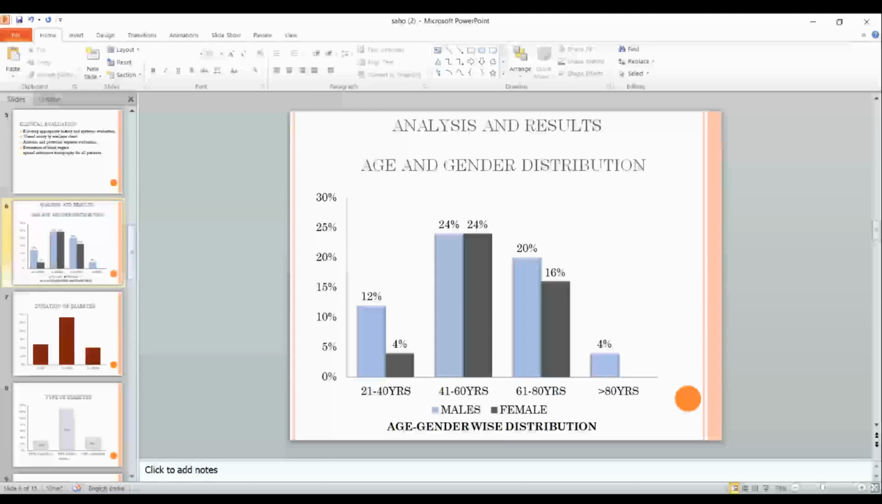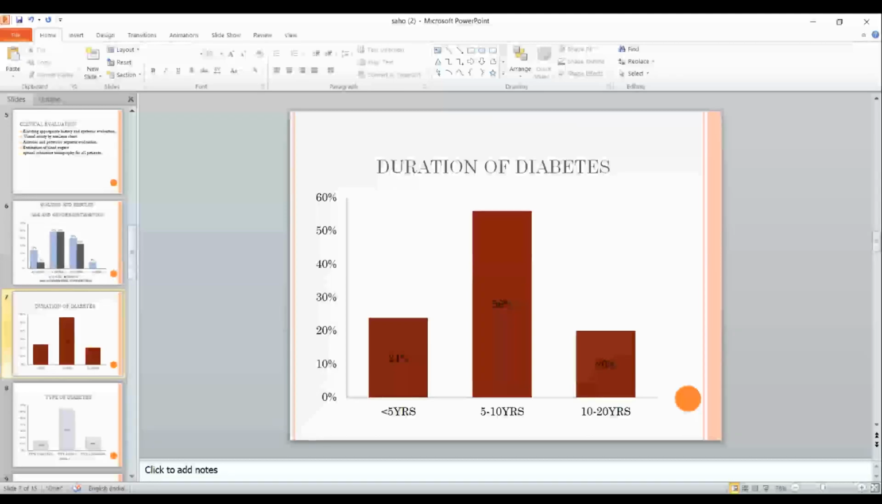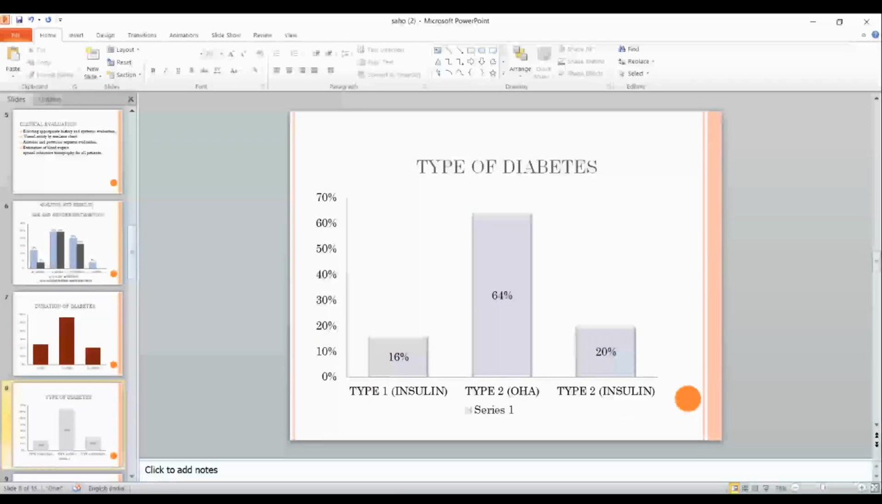According to the analysis and the results of the study, the age range of between 41 to 60 years was more in number, which was 24%. Regarding the duration of diabetes, 56% of the patients were in the range of 5 to 10 years of diagnosis of diabetes mellitus. And the type of diabetes mellitus in our study: type 2 diabetes on oral hypoglycemic drugs were 64%, type 2 diabetes mellitus on insulin were 20%, and type 1 diabetes showed 16%.